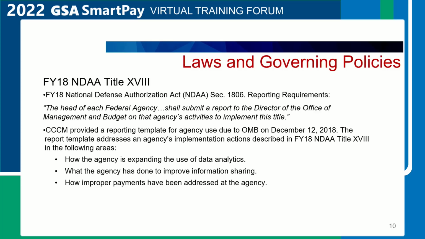So in January, GSA provided a summary of reports that the agency submitted to OMB for review and comment. The summary report was the basis for the report to the House and Senate committees per the law. Overall, the report showed that agencies are working together to share information and expand the use of data analytics through this data management group, training, and this SmartPay forum. Agencies are also addressing improper payments through training and program oversight. This SmartPay forum is just one example of agencies working together in person and virtually with the banks to address improper payments.